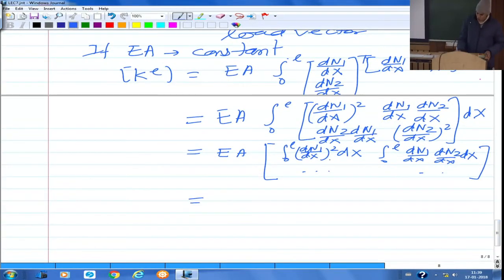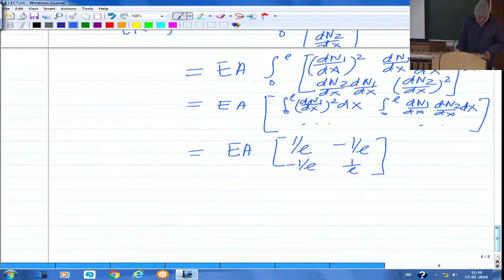When you do this integration, this is 1 by L square, and the integral would be 1 by L. So what you finally get is EA times, here dn1 by dx square is 1 by L square, and its integration from 0 to L will give you 1 by L. dn1 by dx into dn2 by dx would be minus 1 by L square, so its integral is minus 1 by L. Same way here minus 1 by L, and this would be plus 1 by L.